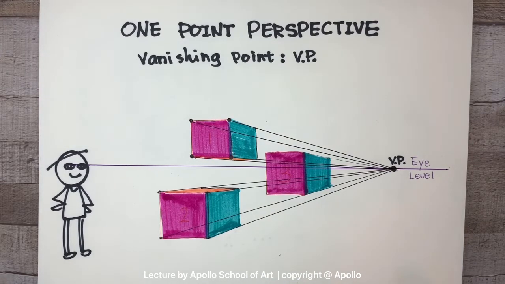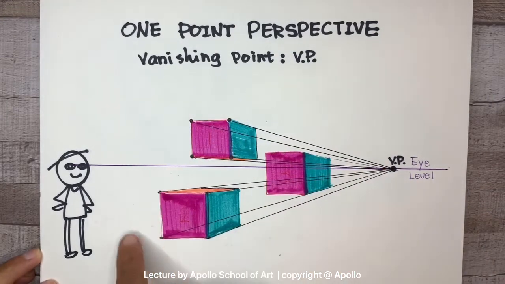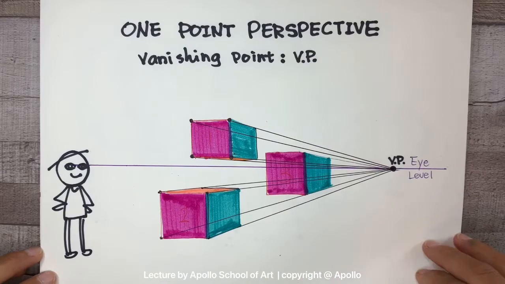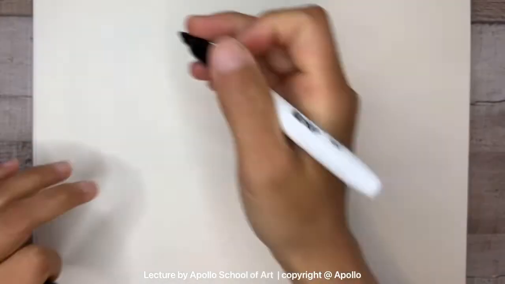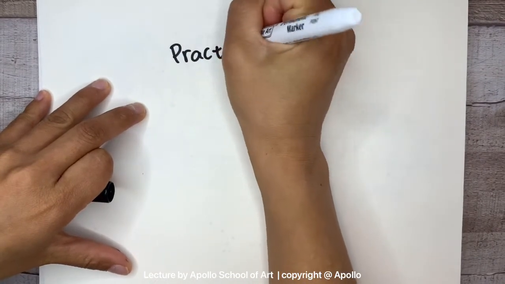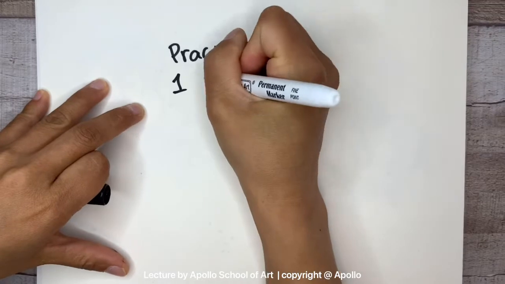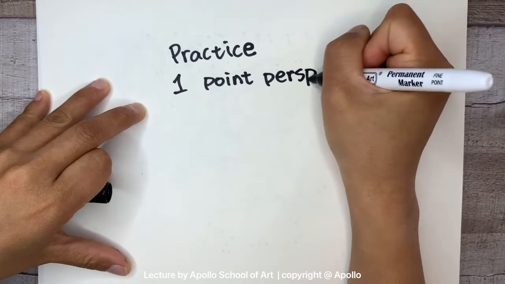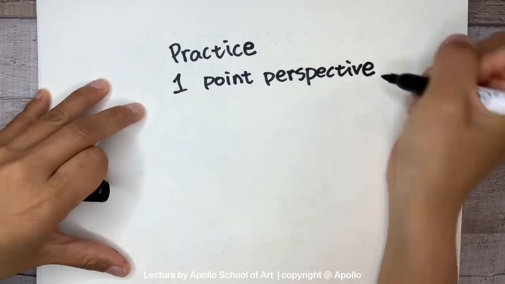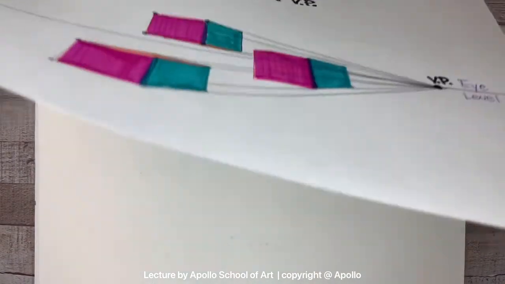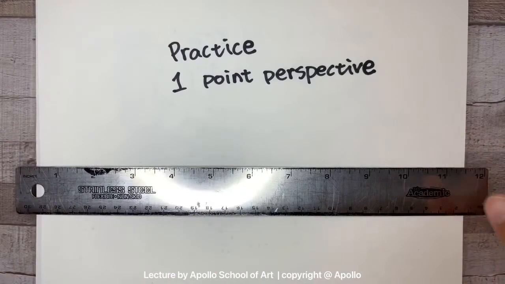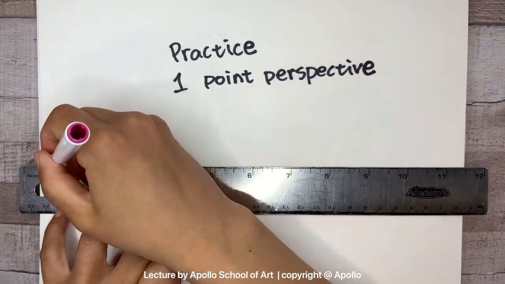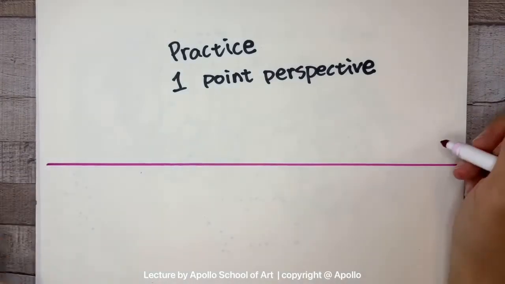Okay, so I want you to practice five cubes for your one point perspective. Okay, so that's it. So what are you going to practice? Practice with one point perspective. So first, I want you to mark the eye level. So where is the eye level? That's the first one. First, you have to decide where's the eye level.